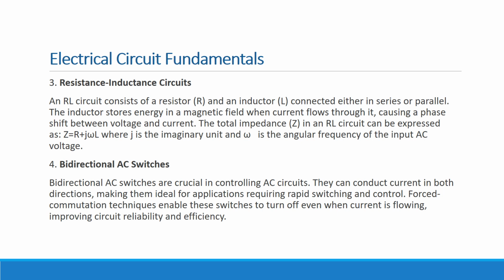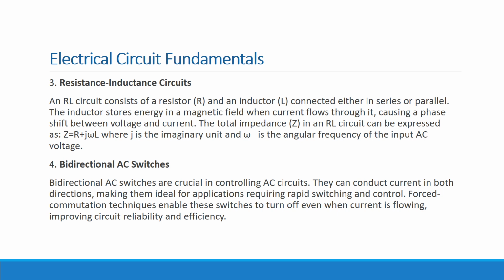The total impedance, denoted by Z, in an RL circuit can be expressed as Z equals R plus j omega L. Here j is the imaginary unit and omega is the angular frequency of the input AC voltage, R is the resistance of the resistor and L is the inductance of the inductor.